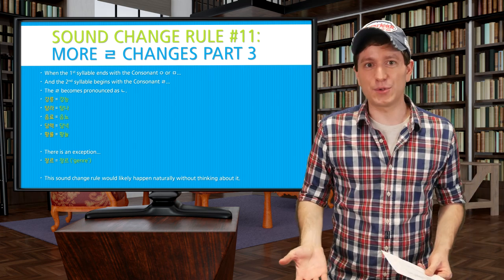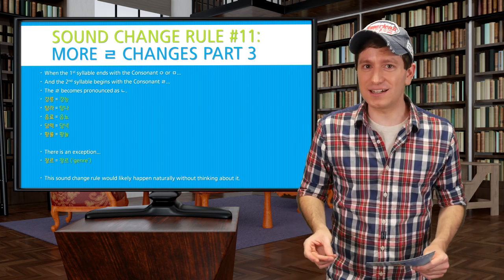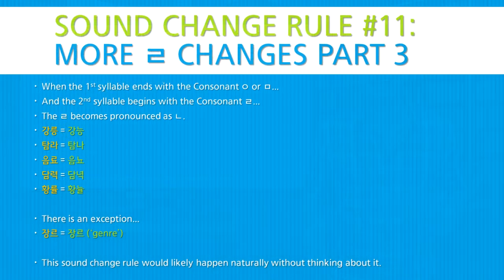The next sound change rule also has to do with the letter 릴. Anytime the first syllable ends with the consonants 이응 or 미음, those two, and the second syllable begins with the consonant 릴, well, that 릴 will become pronounced as 니은. Here are some examples.